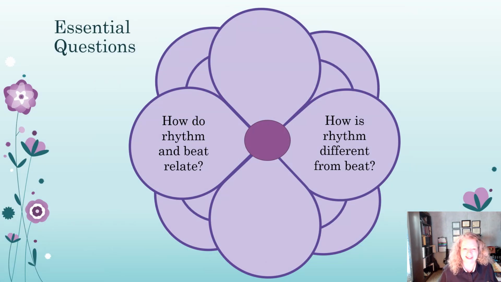Here are the essential questions for this lecture. How do rhythm and beat relate? And how is rhythm different from beat?